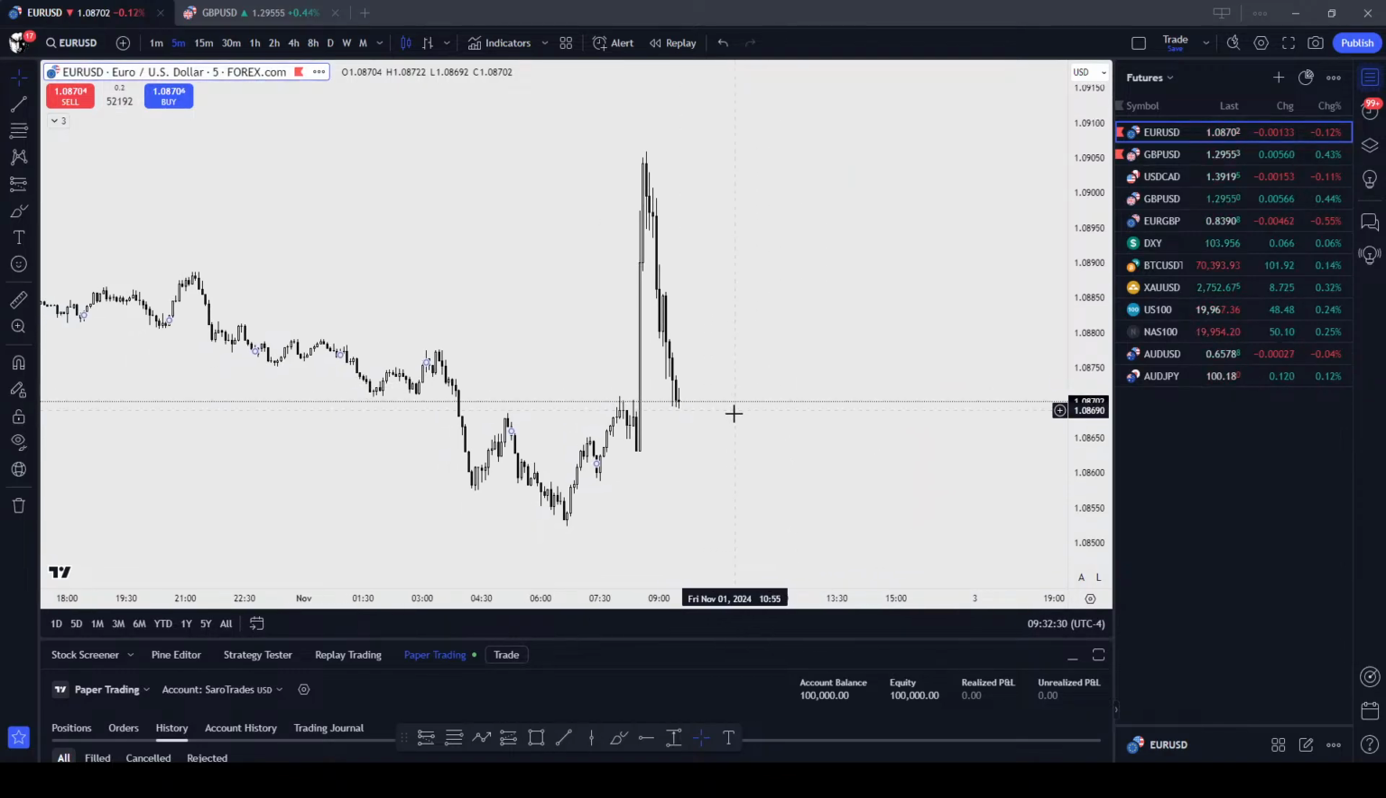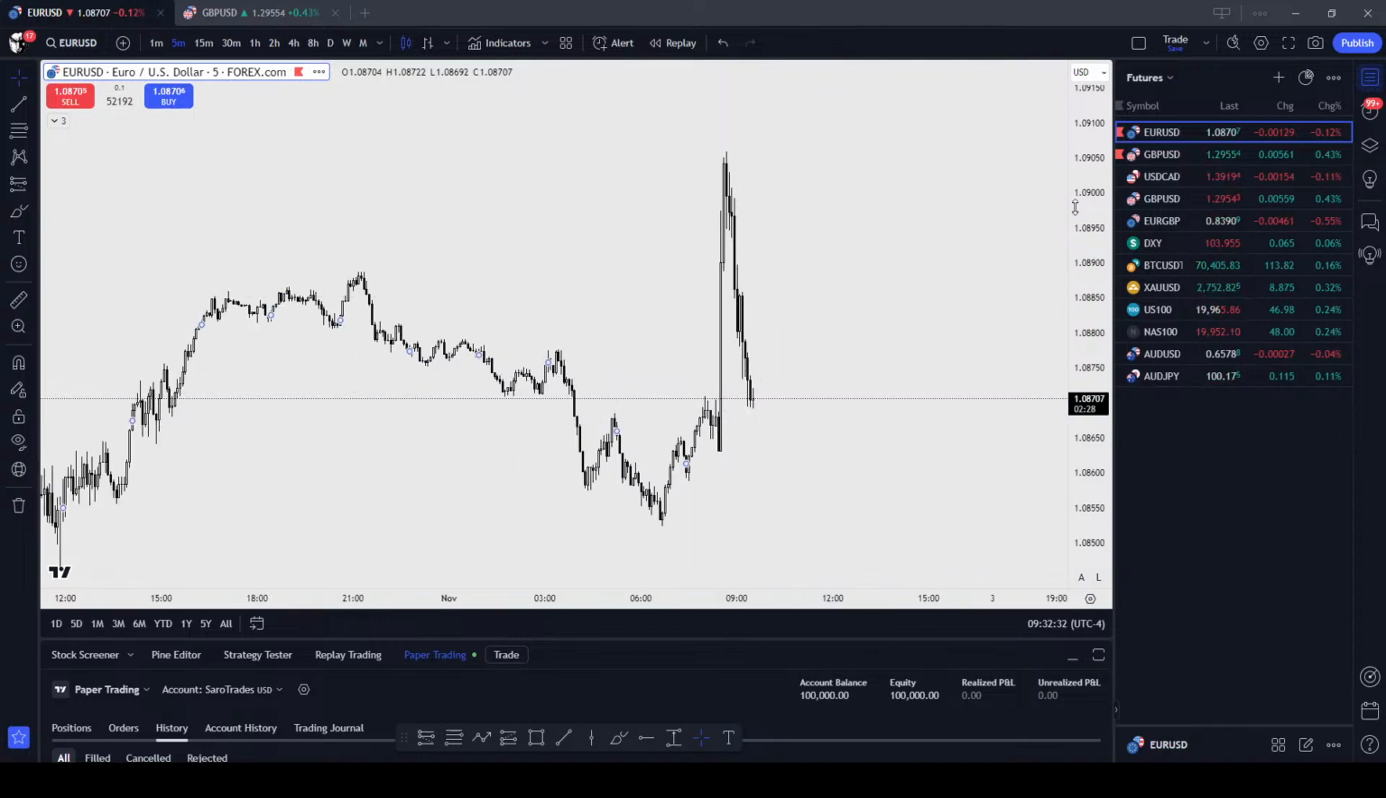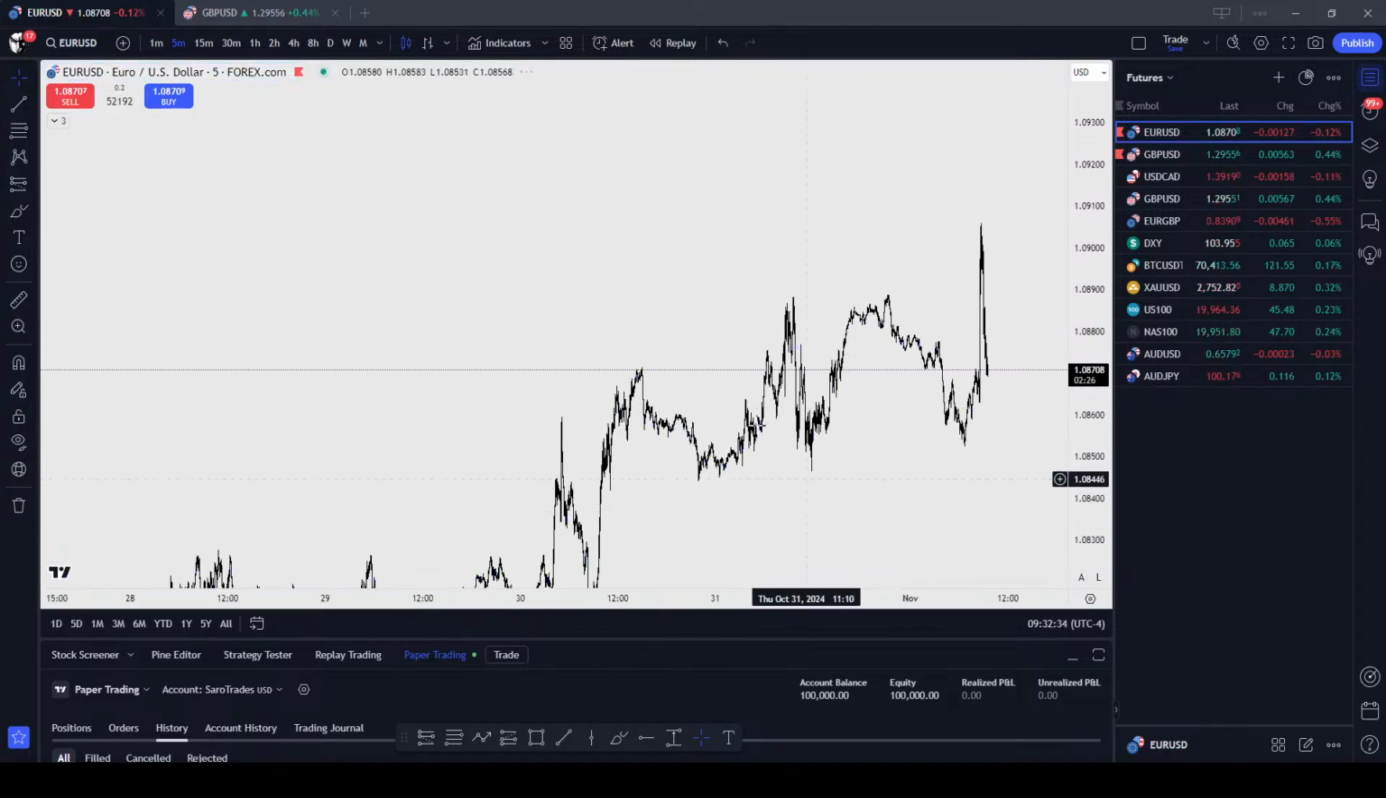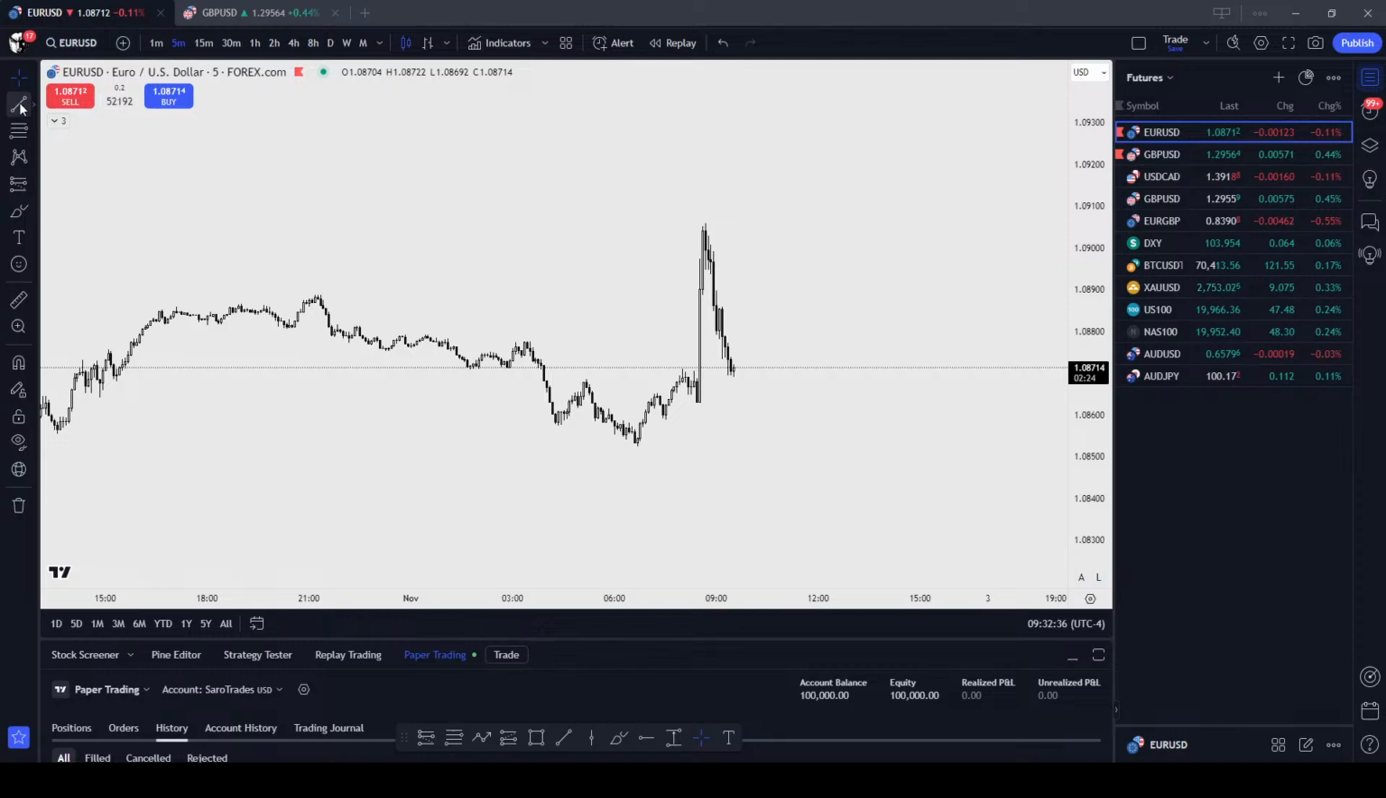My charts are always this clean. There's nothing on my chart, always. I almost don't draw anything except for highs and lows.